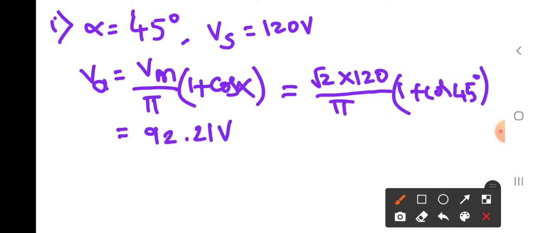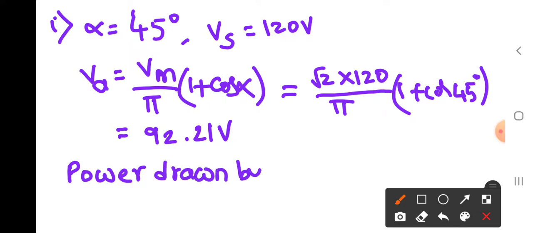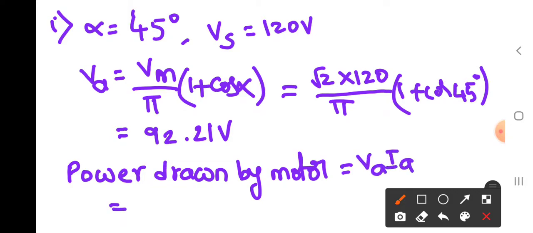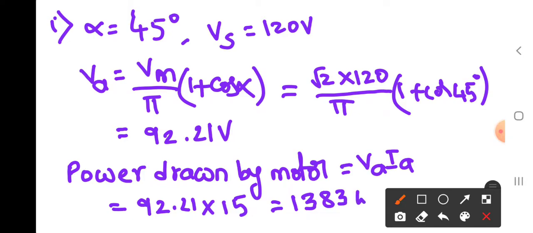Then how much power is drawn by the motor? Power drawn by the motor is equal to VA into IA, that is 92.21 into 15 amps, which is approximately 1383 watts, or 1.383 kilowatts.